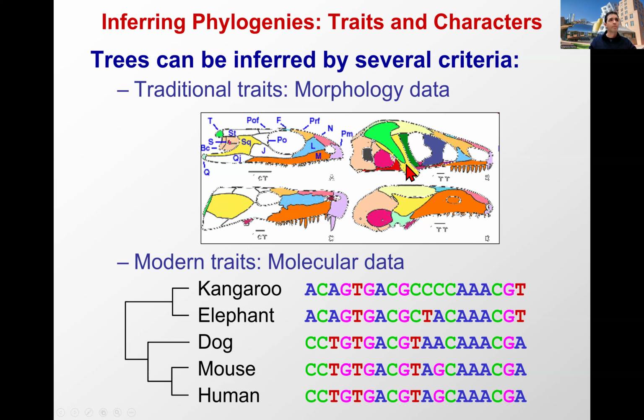Is everybody with me here? That allow me to group species together and group fossils together based on the number of teeth, or based on the shape, or based on whether that particular bone is there or not, and so on and so forth. Okay? So these are what we call traditional traits. These are morphological data. And these traditional traits have very distinct properties from the modern traits of molecular data.